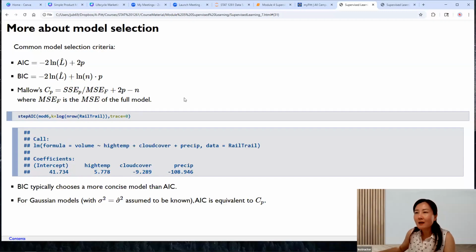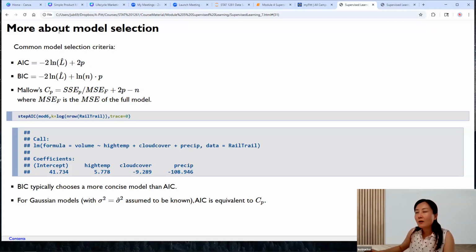And there are also other metrics that can be used to do model selection. An alternative to AIC is BIC, which is defined in this way. The first term is the same, negative 2 times log likelihood. But the second term, the multiplier of the penalty term, is different. The BIC uses log n. N is the number of observations in your data set.